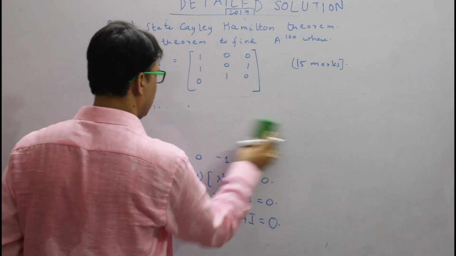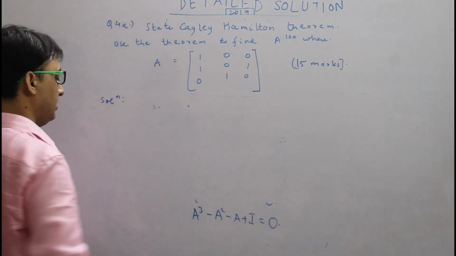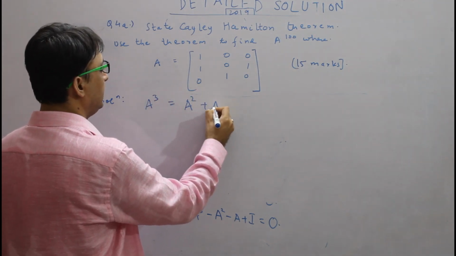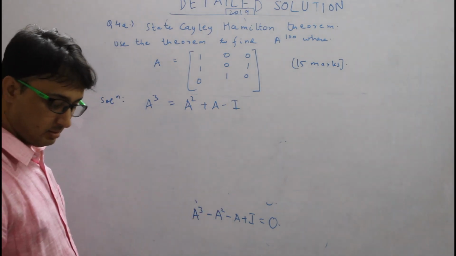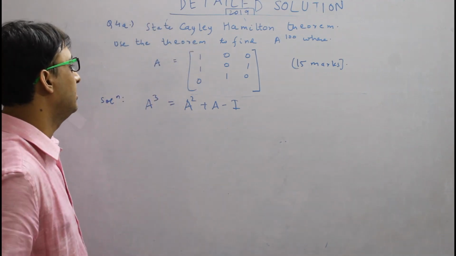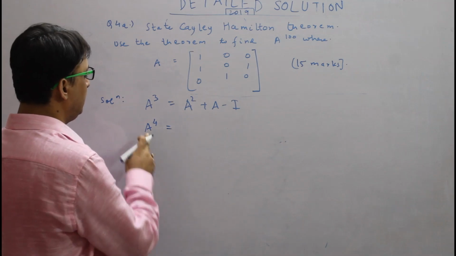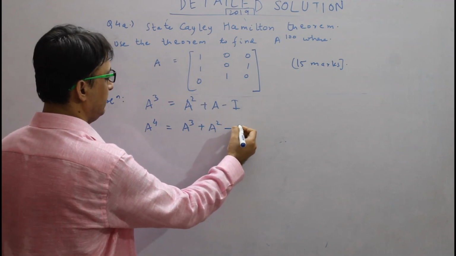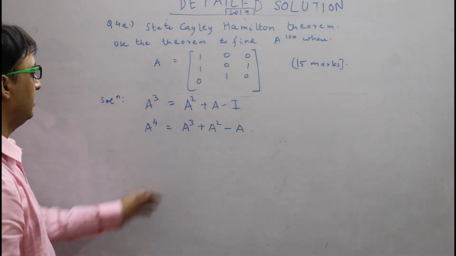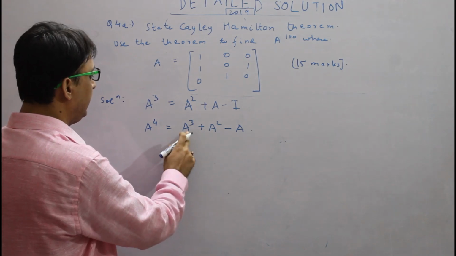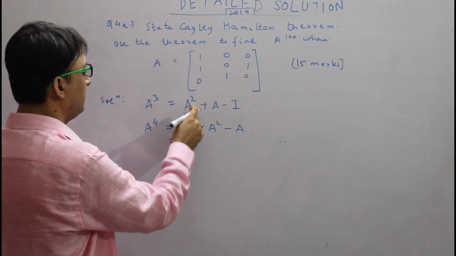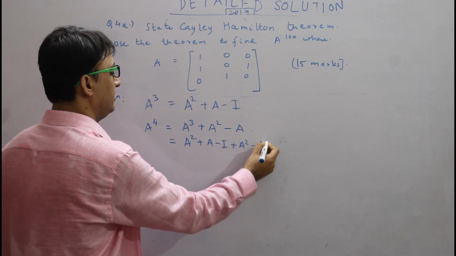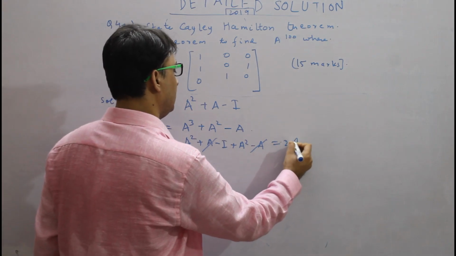So that means we can write this as A cube is equal to A square plus A minus I. So if I write A to the power 4, that means I am multiplying here with A. So this gives me A cube plus A square minus A. So I can further put the value of A cube from this equation. I will write it as A square plus A minus I plus A square minus A. So this and this will get cancelled. We can write this as 2A square minus I.